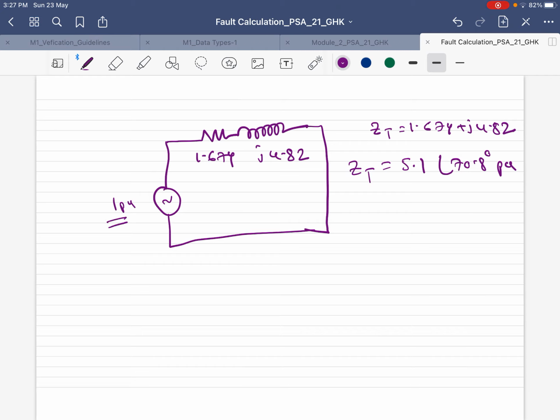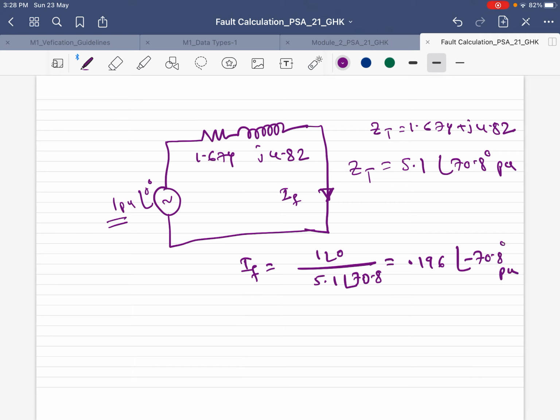Then the voltage is taken as the reference, at an angle of 0 degrees. Therefore, this is the fault current. The fault current IF is equal to 1 at an angle of 0 divided by 5.1 at an angle of 70.8. Therefore, the fault current that we are getting here is 0.196 at an angle of minus 70.8 degrees per unit.